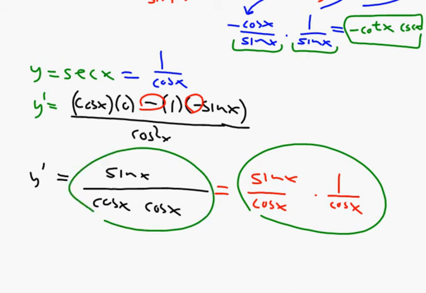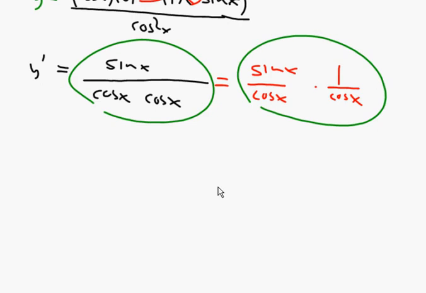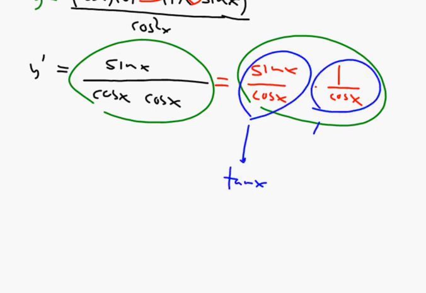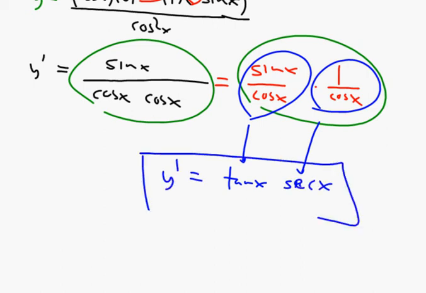But now that it's written this way, I can clearly see this first part, well, that's just tangent of x. And the second part is just secant of x. And that's y prime. So that is the way you usually see the derivative of secant x written in most calculus textbooks. Here we go.